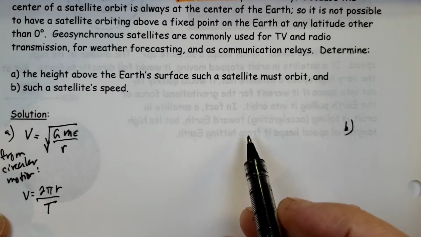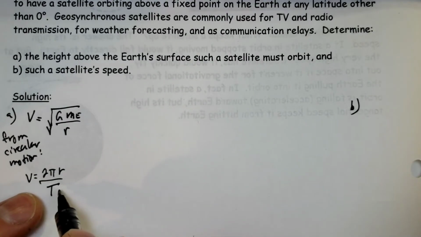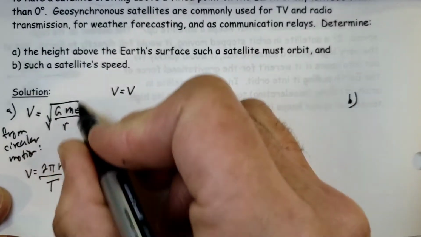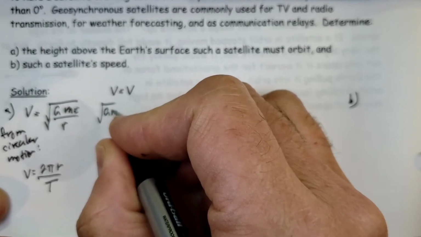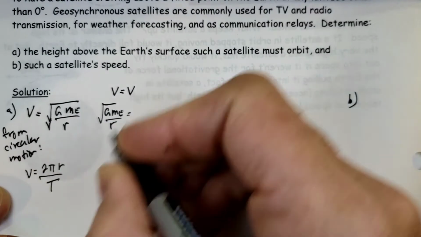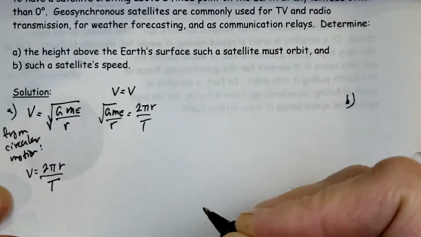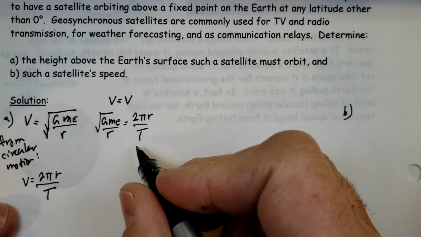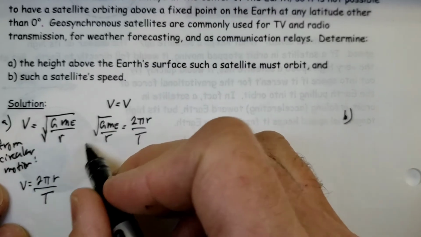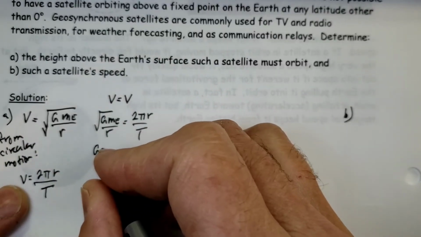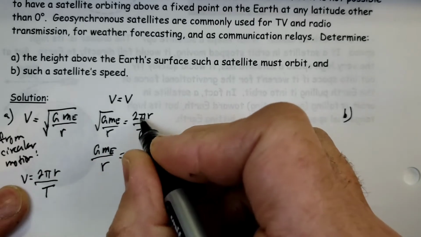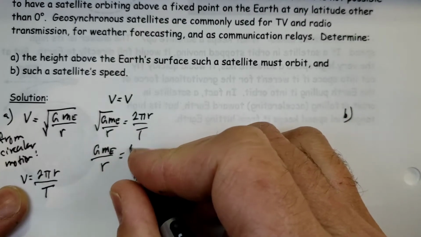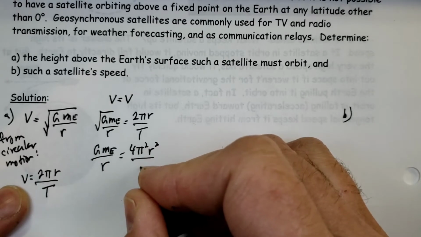Okay, so going around in a full day, I could figure out what T is, and I can set both of these, V equals V, so this V is equal to this V. So I can rearrange this and solve for r. First of all, let's get rid of the square root by squaring both sides. Then square this side. 2 pi r squared is going to be 2 pi r times 2 pi r, 4 pi squared r squared over T squared.